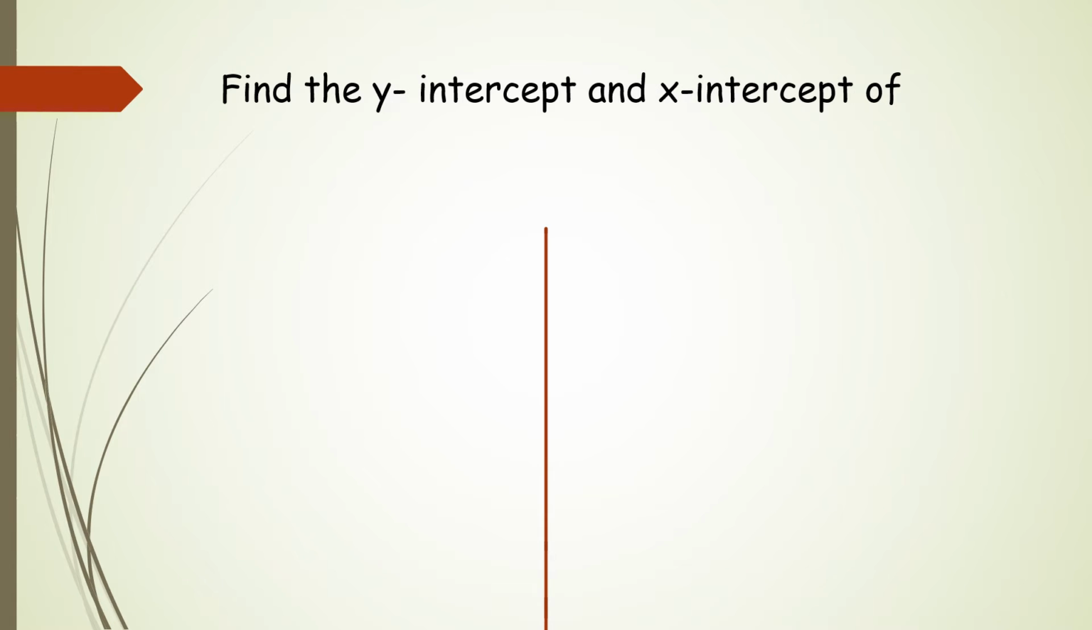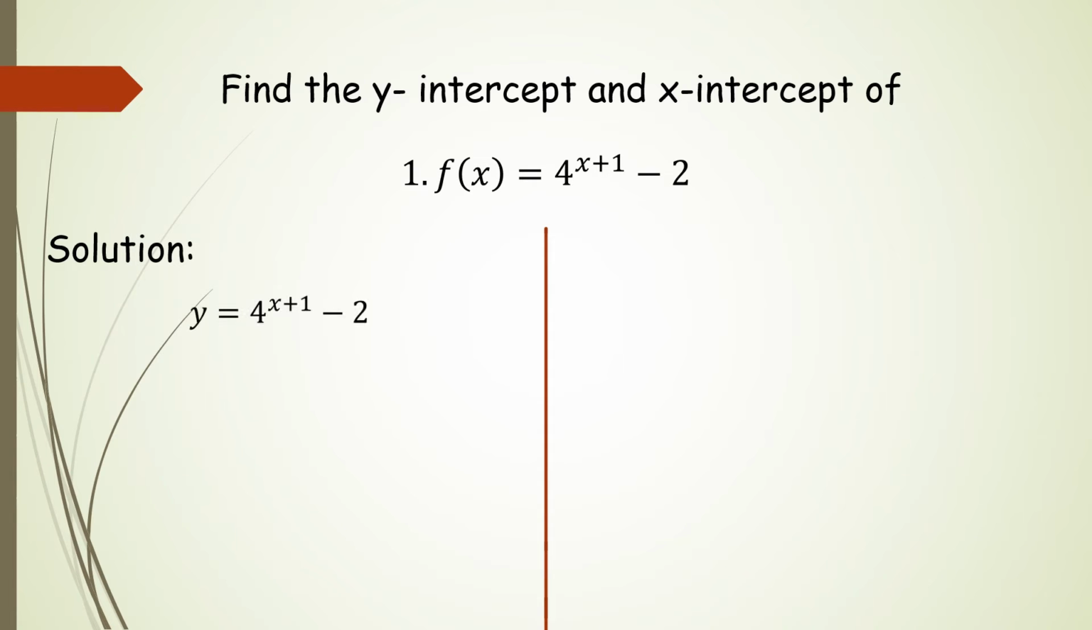Let us now find the x-intercept of the same given. So we have y is equal to 4 raised to x plus 1 minus 2. And to find the x-intercept, we let y be 0. So we have 0 is equal to 4 raised to x plus 1 minus 2. So we move the 2 to the other side. We have 2 is equal to 4 raised to x plus 1.